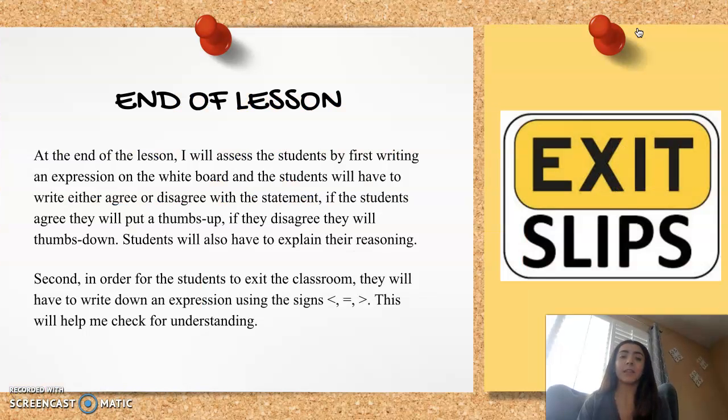End of the lesson. At the end of the lesson, I will assess the students by first writing an expression on the whiteboard, and the students will have to either agree or disagree with the statement. If the students agree, they will put a thumbs up. If they disagree, they will put a thumbs down. Students will also have to explain their reasoning.